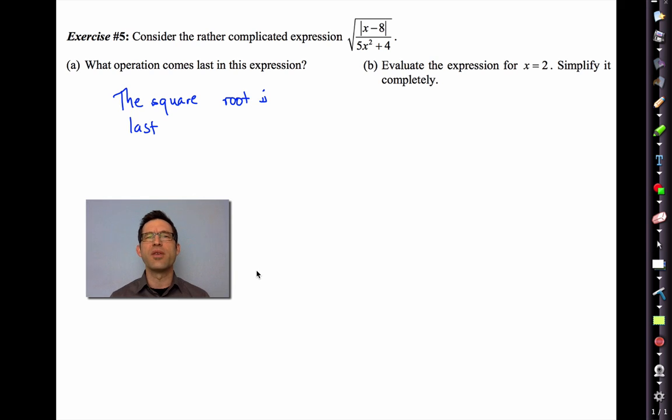Letter B says evaluate the expression for x equals 2. Simplify it completely. All right, you can do this. Take your time, put x equals 2 in, work it down, think about order of operations, think about that absolute value. Try to do it without your calculator, okay?